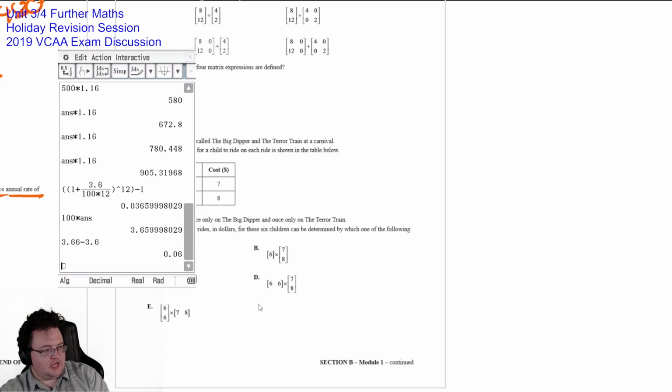They're not asking you to actually calculate anything. They're asking you which ones of these are defined. You can't do a 1 by 1 times a 2 by 1. Remember, rows, columns. D is the correct answer, because remember, what's the resulting matrix going to be?